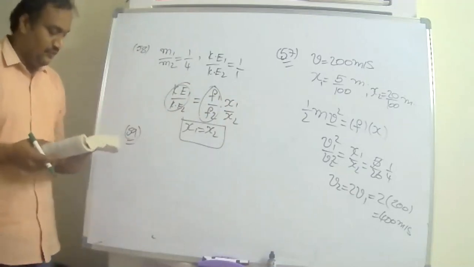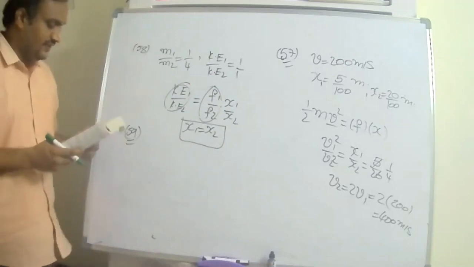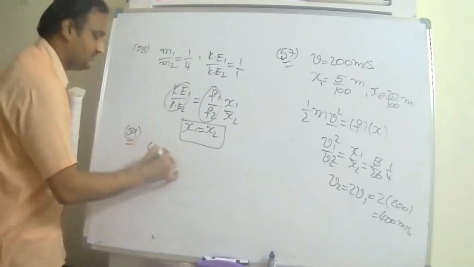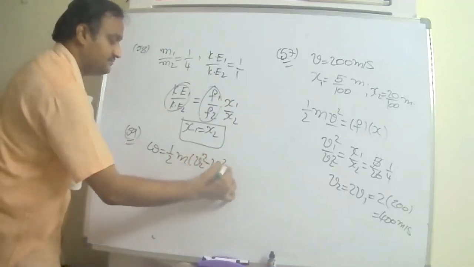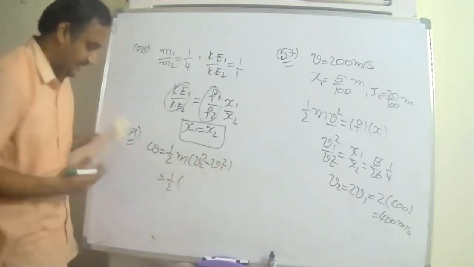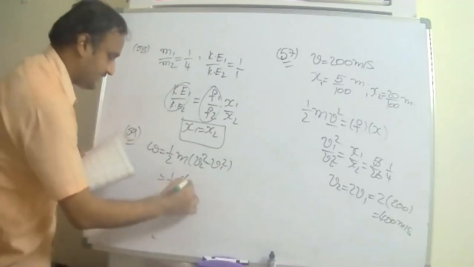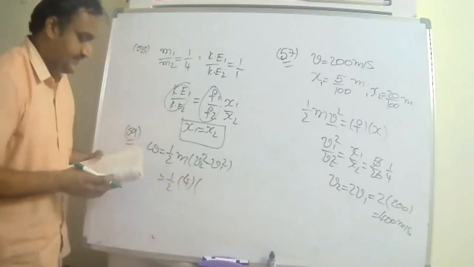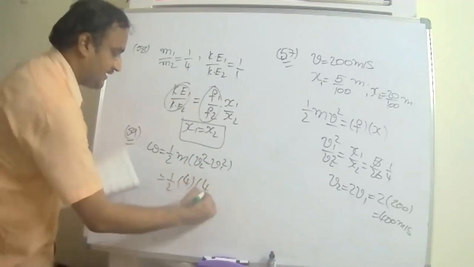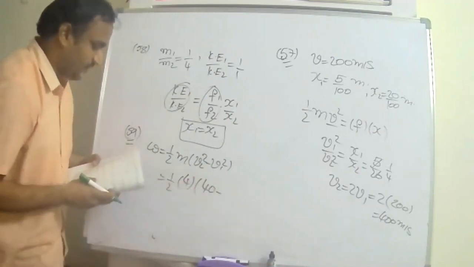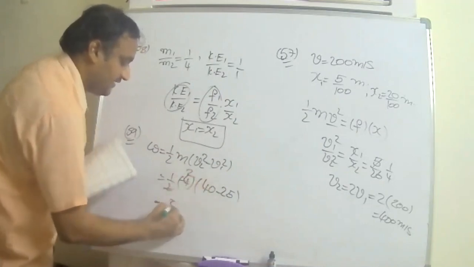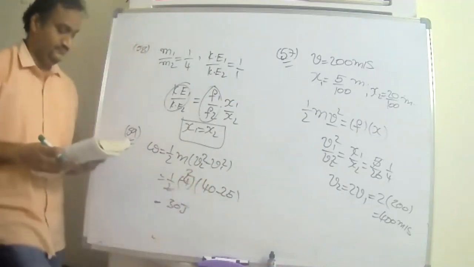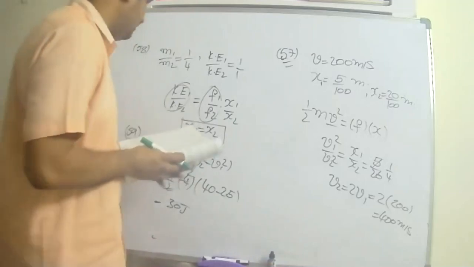The velocity of the 4 kg body changes from 3 and 4 to 6 and 2, then the work done. Work done is equal to half m v2 square minus half m v1 square. Mass is 4 kg. v2 square is 6 square plus 2 square, that is 40, minus 3 square plus 4 square, that is 25. So 2 times 15, that is 30. Next.